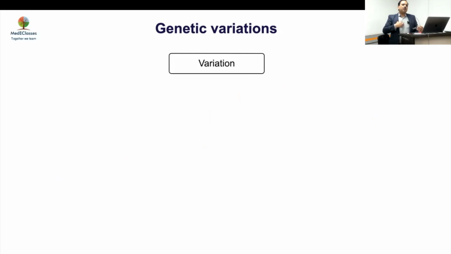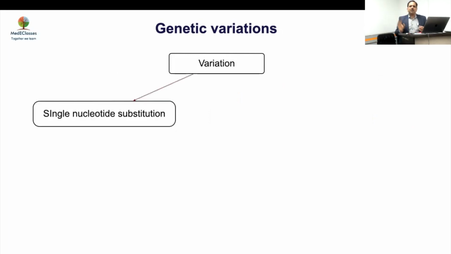Now, they may not cause disease in me, but it may cause disease in somebody else. So how can you call it a mutation? That's why we talk about variation. So it's varying. Variations can be single nucleotide, which are 50% of all.